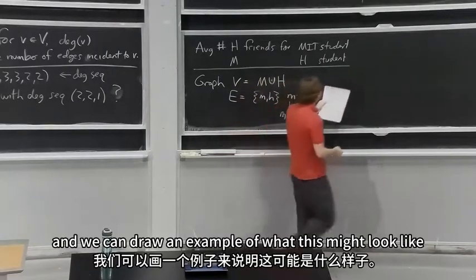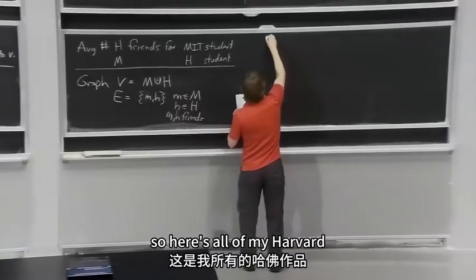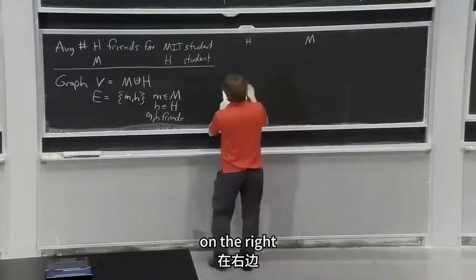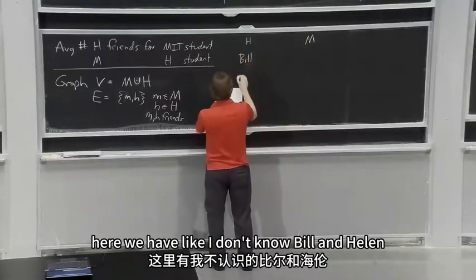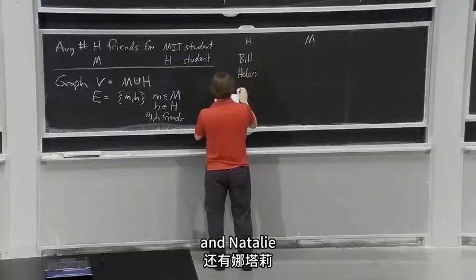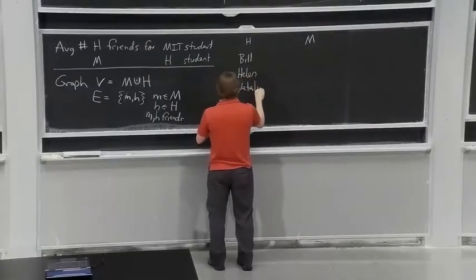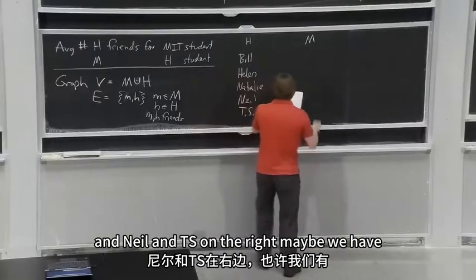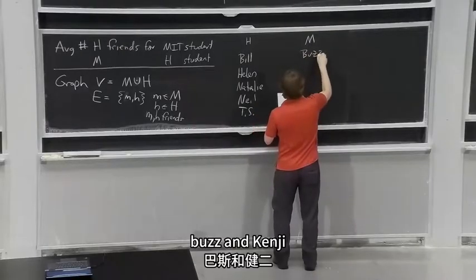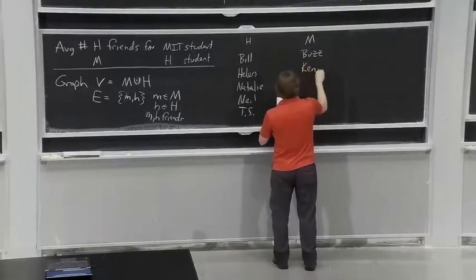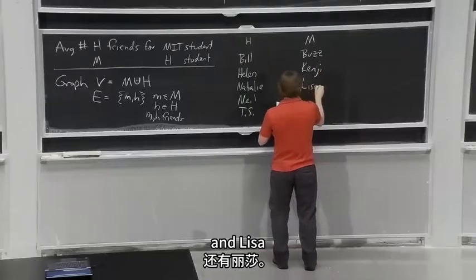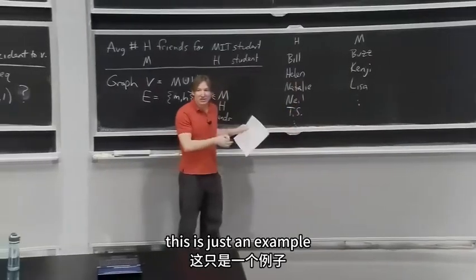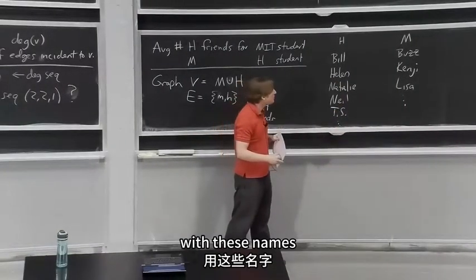And we can draw an example of what this might look like. So here's all of my Harvard vertices on the left. Here's all of my MIT students on the right. Here we have, like, I don't know, Bill and Helen and Natalie and Neil and TS. On the right, maybe we have Buzz and Kenji and Lisa. And these lists go on. This is just an example. I don't know if there are actually students with these names.